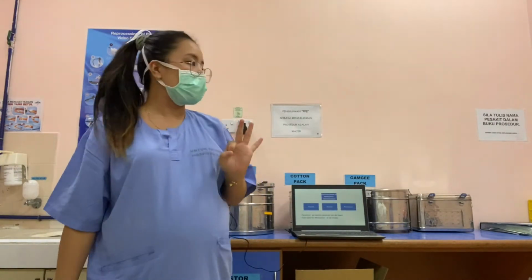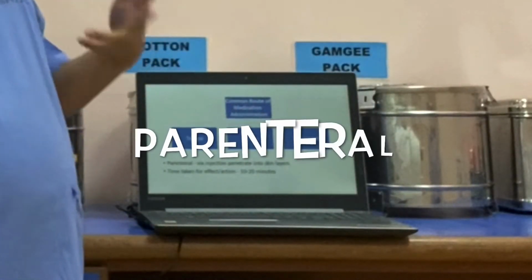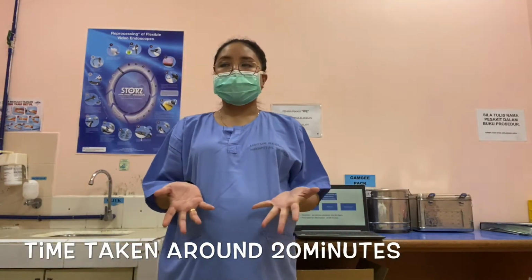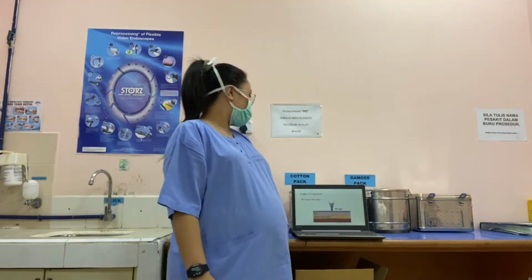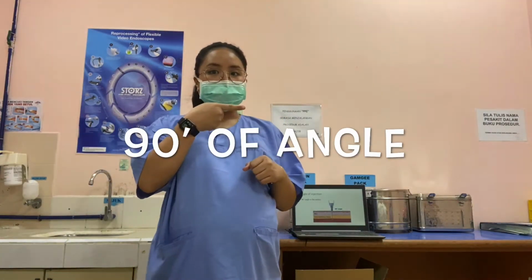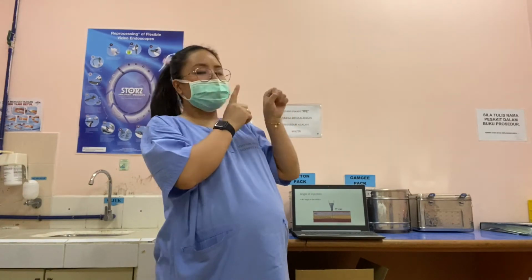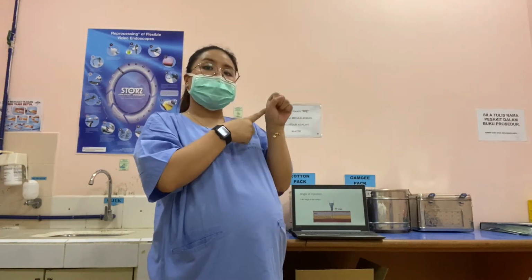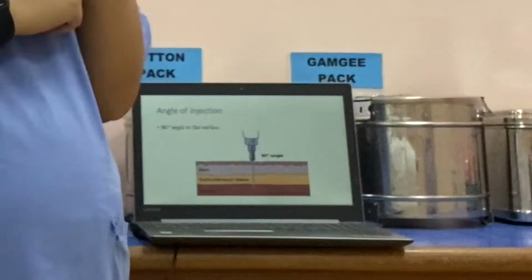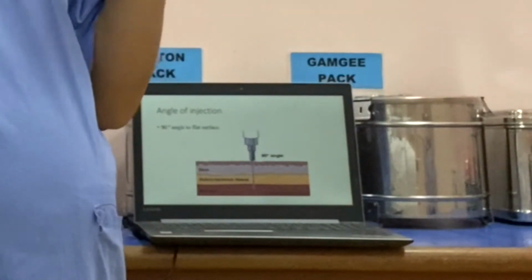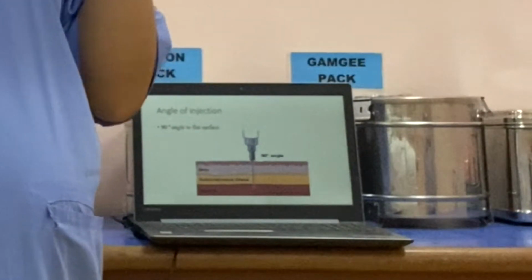Basically, we have three routes of medication administration, which are topical, enteral, and parenteral. IM is categorized as parenteral, via injection, penetrating into the skin layer. The time taken for effect should be around 20 minutes or more. The angle is 90 degrees. You point at the skin at 90 degrees, not 45, not 10 degrees, but it should be poked at a 90 degree angle.